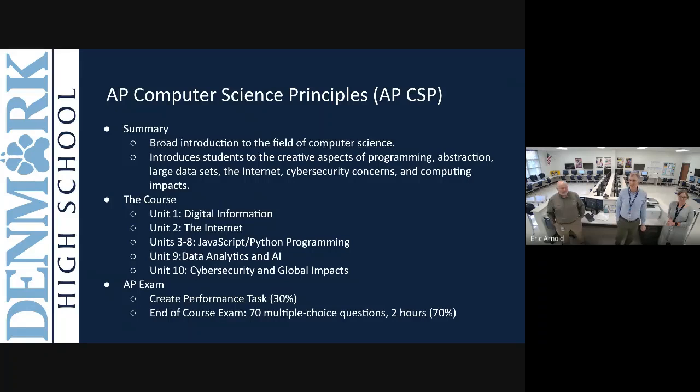So as I said, this is an AP class, so you can get college credits if you score well on the AP exam. It has a traditional 70 question multiple choice that's given in May. That's 70% of their grade. The other part is the create performance task, where the students will work, usually early February. They'll work on an original program, and they will submit that to the College Board for their grade, 30% of their grade.